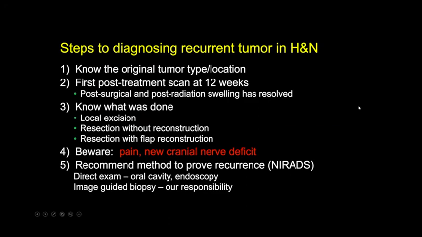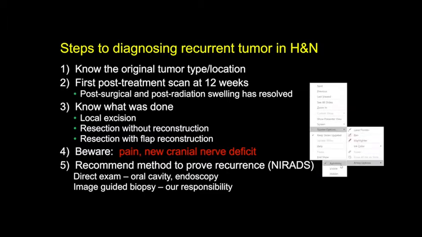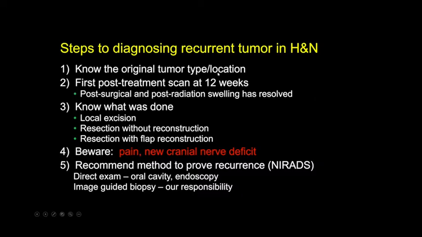There are certain steps I go through when I'm looking at a post-treatment neck and cross-sectional imaging, and for the most part, in my practice, we use CT because we couple it with PET. So most of my images will be PET and will be CT, and some will be MRI. The first step is to know the original tumor type and the location. And by location, I mean subsite. Was the primary tumor in the nasopharynx, oral cavity, oropharynx, larynx, or hypopharynx? That is what I mean when I say the location.